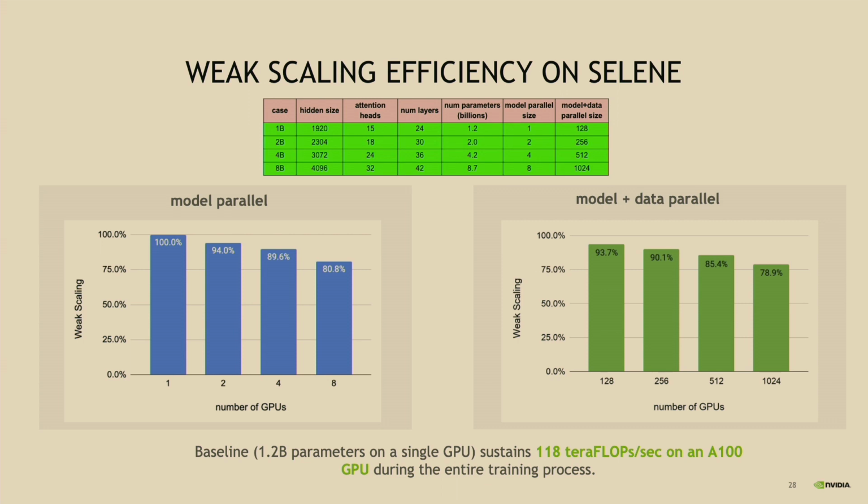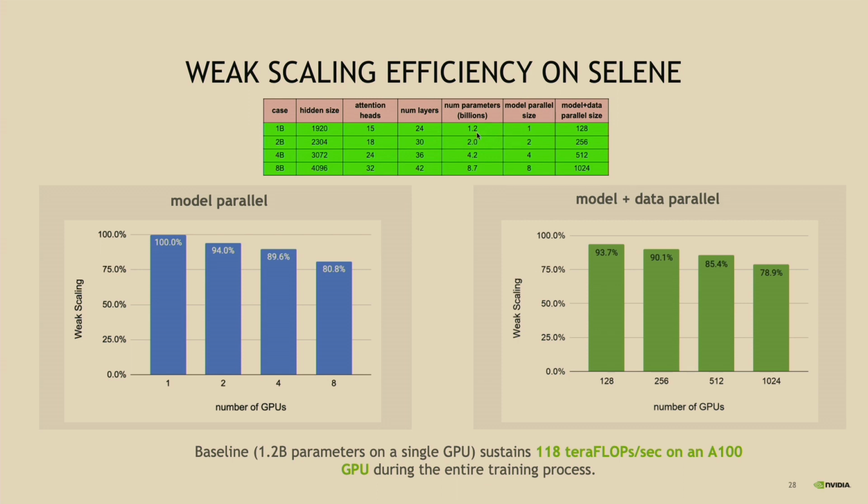Here we're looking at weak scaling efficiency on our DGX-A100 SuperPod cluster Selene. I'm looking at 4 different cases of 1 billion, 2 billion, 4 billion, and 8 billion parameters, and they run on 1-way model parallel, 2, 4, and 8-way model parallel. We have also introduced 128-way data parallelism, which results in usage of 128, 256, all the way up to 1,000 GPUs. All of these numbers are compared to the single GPU of 1.2 billion parameter case. So it's very strict and strong.